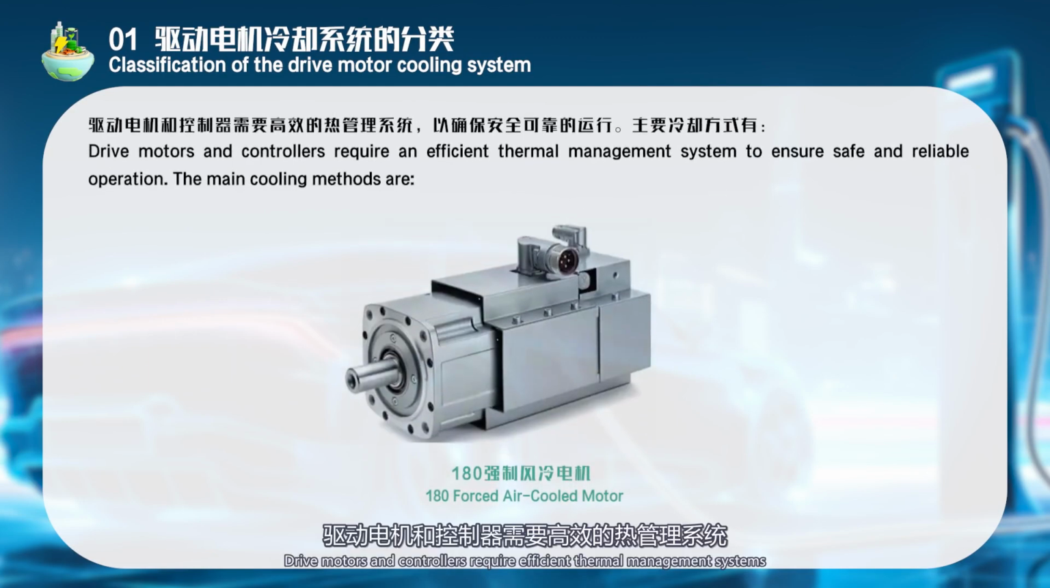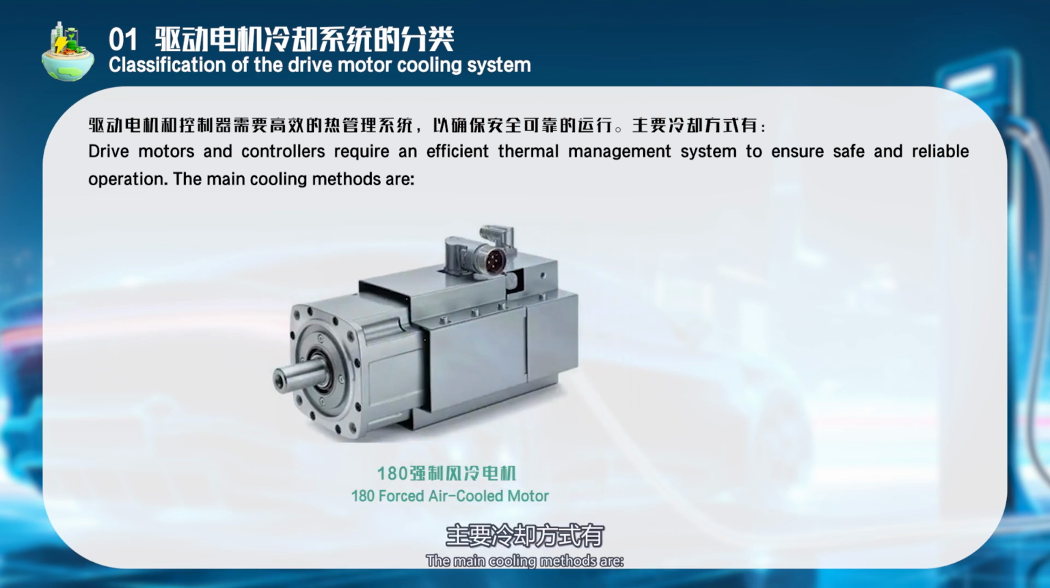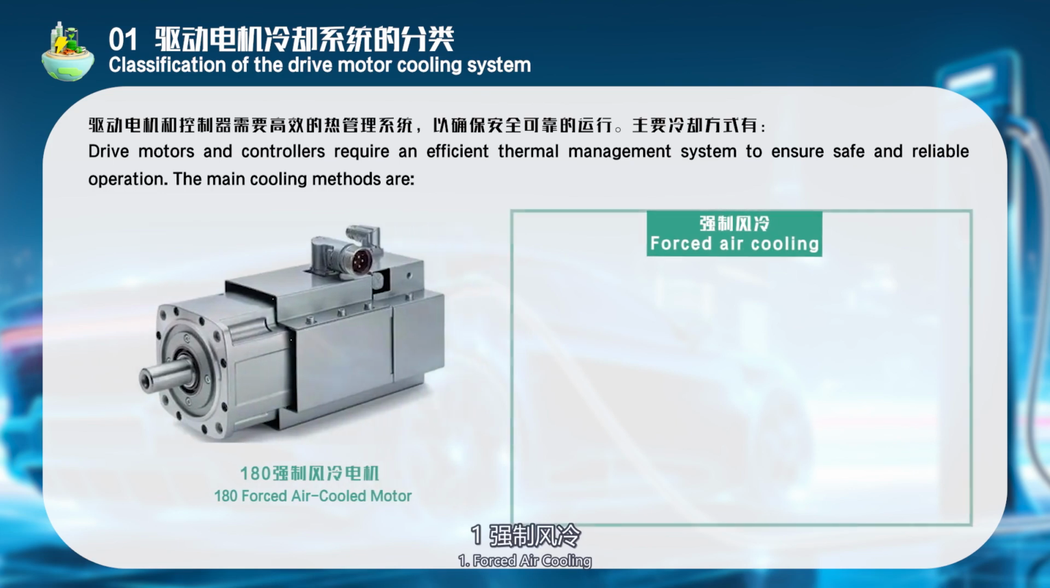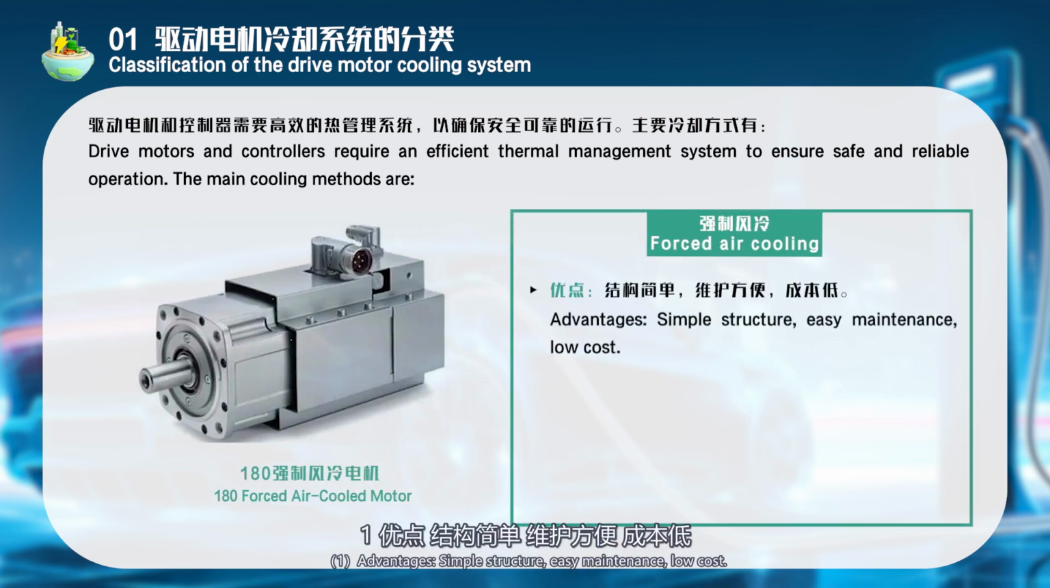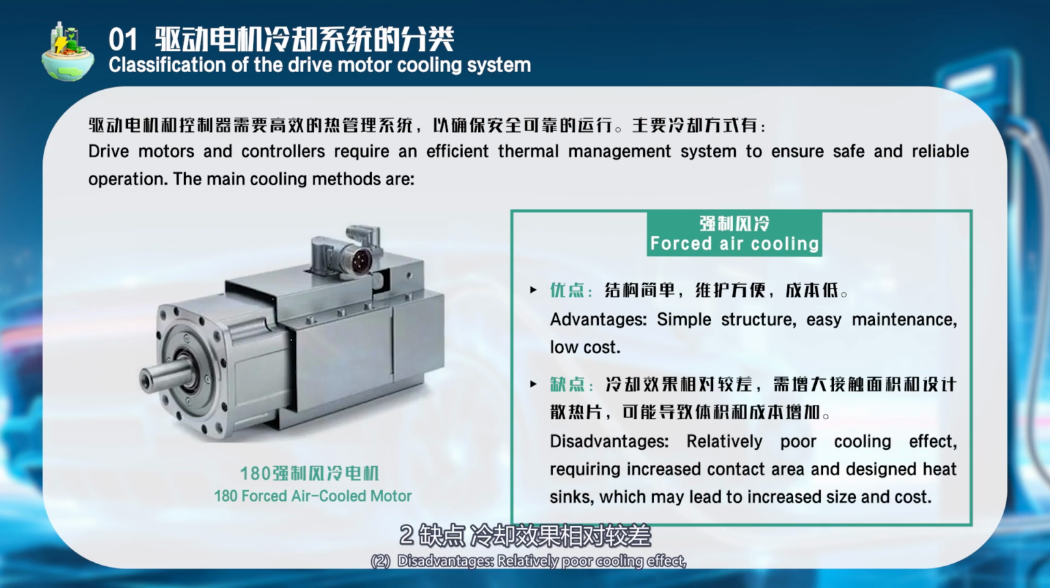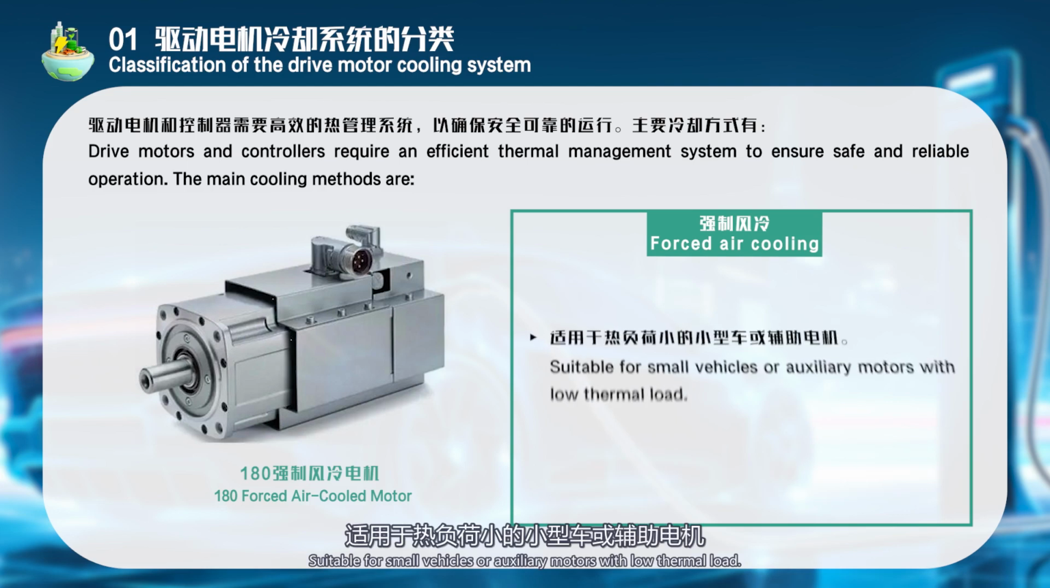Drive motors and controllers require efficient thermal management systems to ensure safe and reliable operation. The main cooling methods are: 1. Forced air cooling. 1. Advantages: simple structure, easy maintenance, low cost. 2. Disadvantages: relatively poor cooling effect, requiring increased contact area and designed heat sinks, which may lead to increased size and cost, suitable for small vehicles or auxiliary motors with low thermal load.